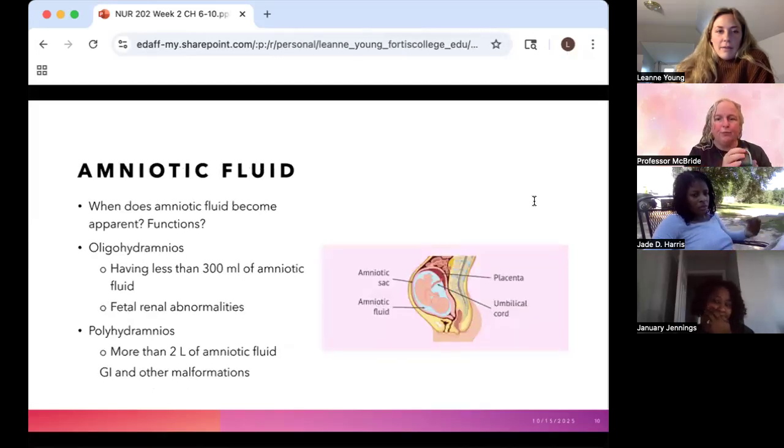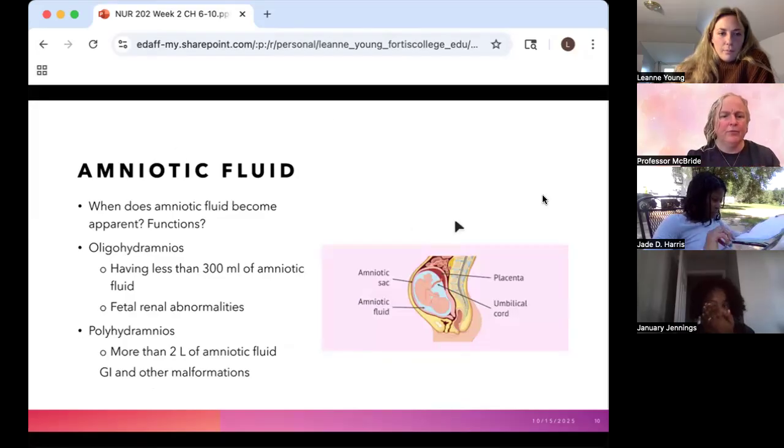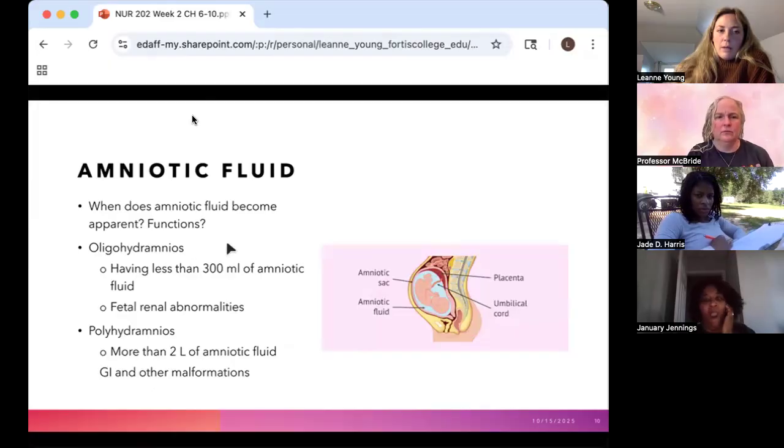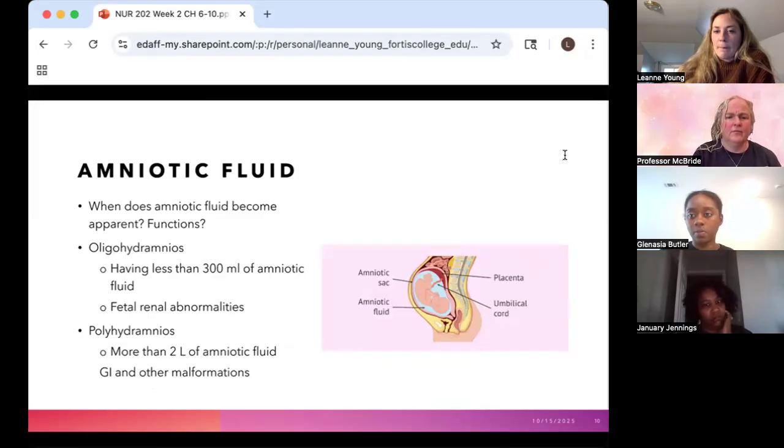So kind of diving into the amniotic fluid, important things to know are when does the amniotic fluid become apparent and what are the big functions of the amniotic fluid? So can anybody list or tell me a couple of the functions of amniotic fluid? Does it serve as protection? Yes, definitely.